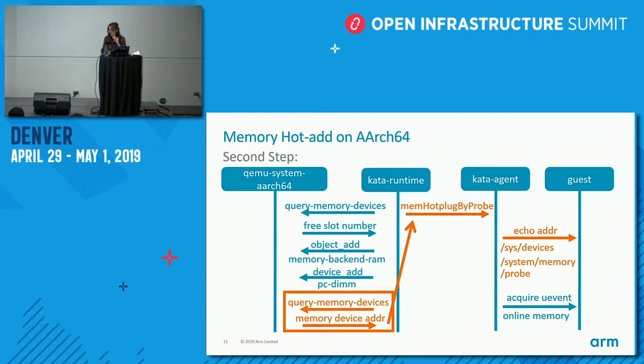So that means we need to divide the 30 gigabyte memory device into 30 pieces and get the starting address of each piece. And we need to send the addresses to the Kata agent, and the Kata agent will echo each address to the probe file. And that's the end of the physical memory hot add phase.